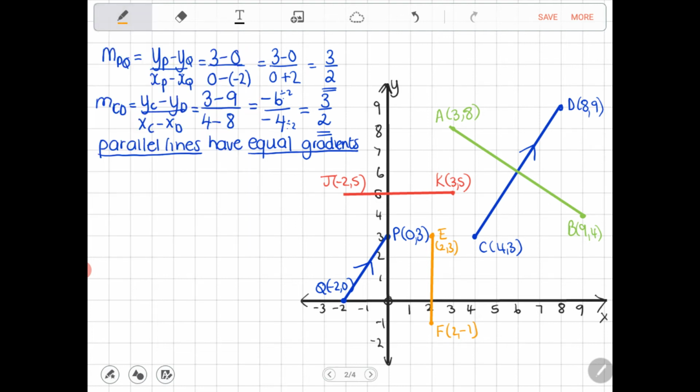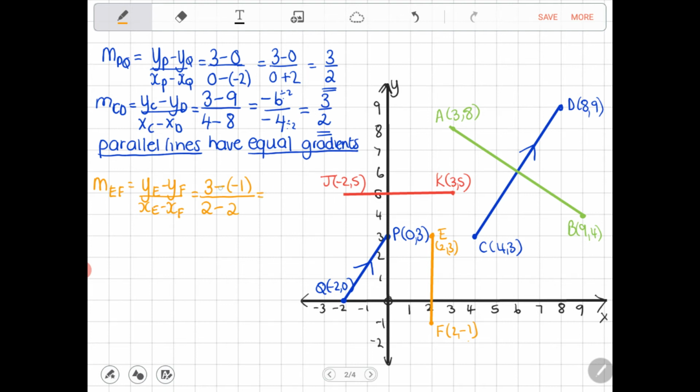Let's look at the orange line now. We're looking for the gradient of EF. So it's the y at E minus the y at F over the x at E minus the x at F. The y at E is 3. The y at F is negative 1. And again, please be careful when you're subtracting. Put it in a bracket like that, otherwise your signs are going to be wrong. The x at E is 2. The x at F is also 2.